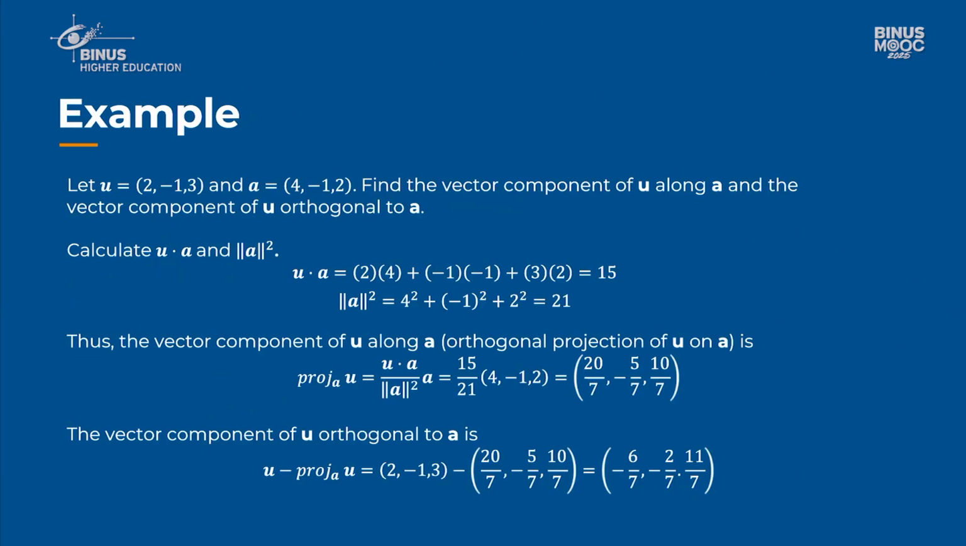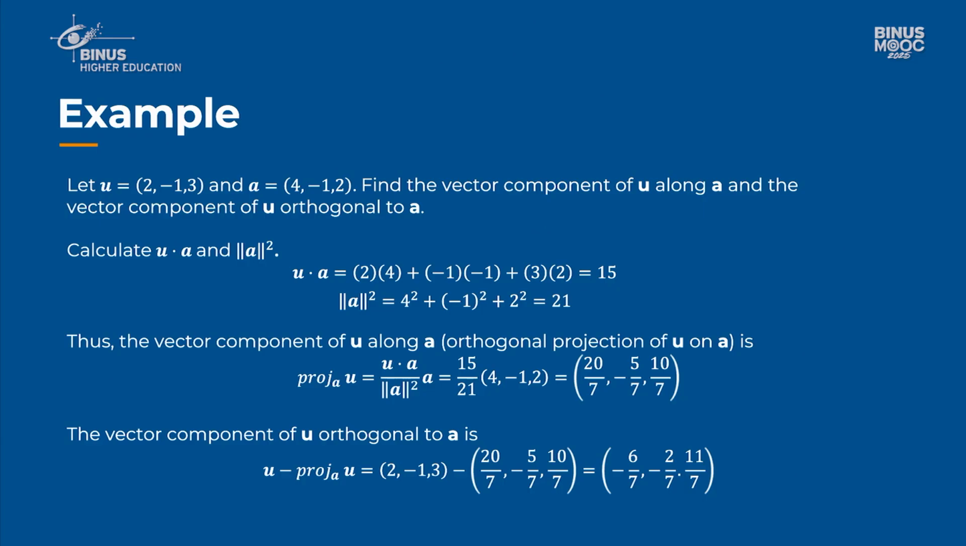For example, we have u equals the vector (2, -1, 3), and a equals (4, -1, 2). Find the vector component of u along a, or we can say the orthogonal projection of u on a, and the vector component of u orthogonal to a.